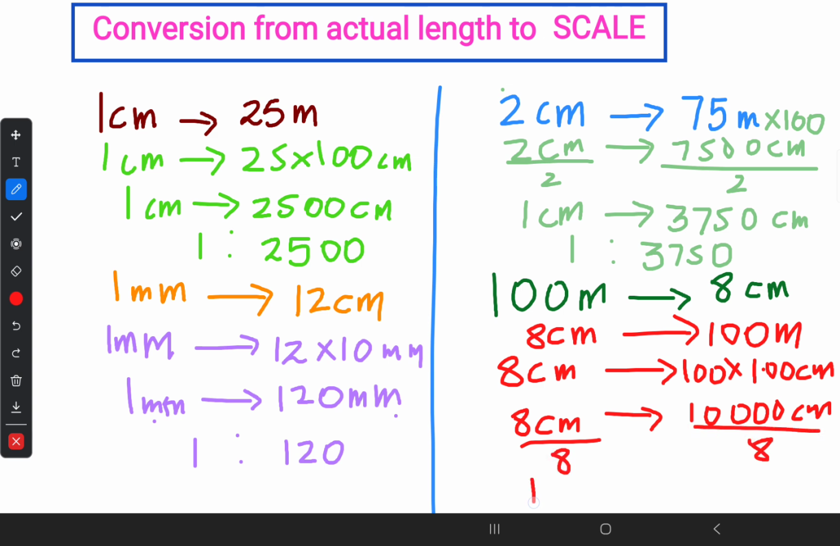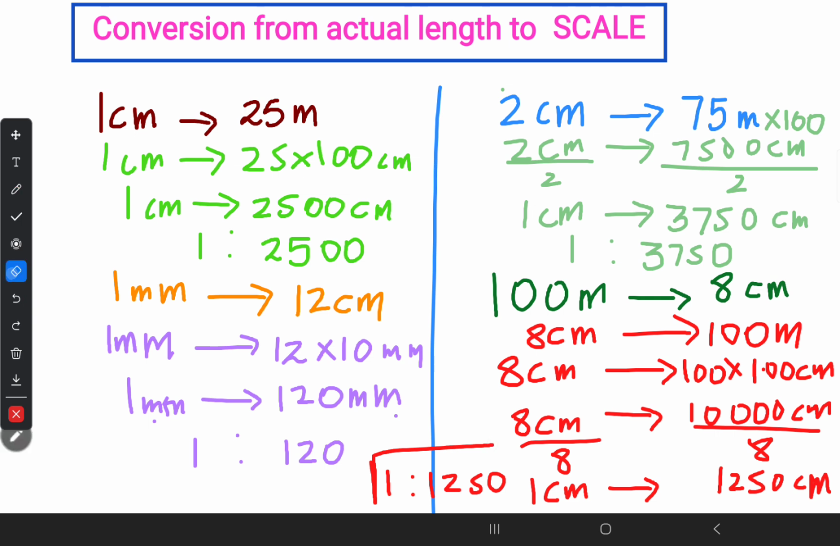It would be 1 centimeter is, after division, 1250 centimeters. 10,000 divided by 8 is 1250 centimeters. Finally the scale, I'll write the scale here: 1 is to 1250. Don't misinterpret the unit conversion, division and the scale. It's very simple. There are no confusions here.